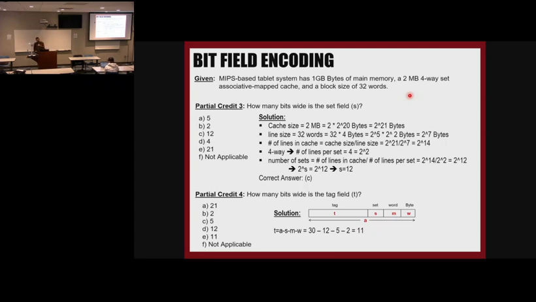Set associative is the one that is a little bit more complicated, and the field that makes it complicated is the set field. We learned that through this example. None of us had a correct answer for the set field. It shows how complicated it can get. So that's bit field encoding.